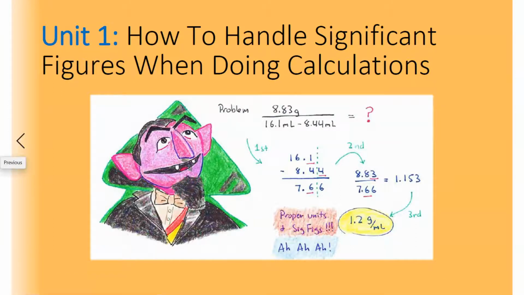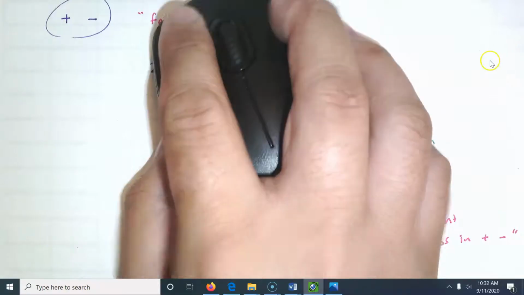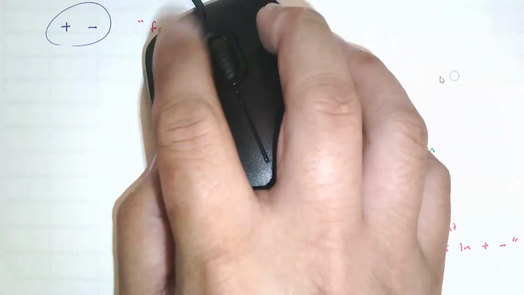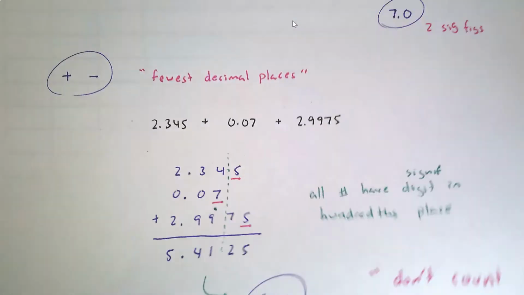Let me just jot this down real quick. Where did this calculation come from, actually? This came from a lab where we're calculating the density. The answer is ultimately going to be 1.2 grams per milliliter. But let's work this out together. We'll start a new page also. This is an example problem.